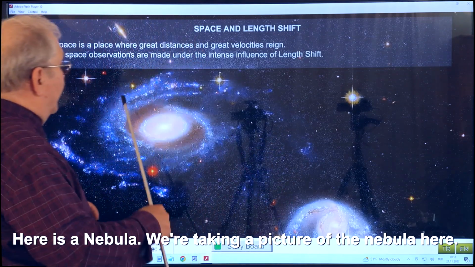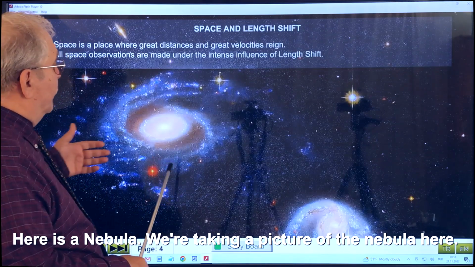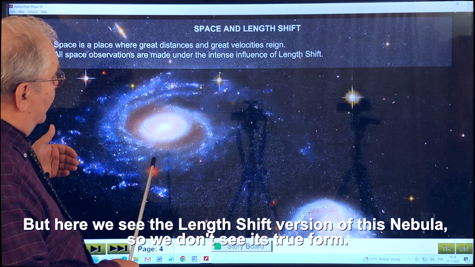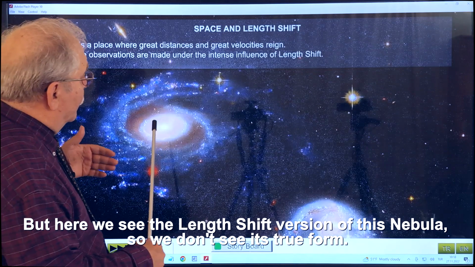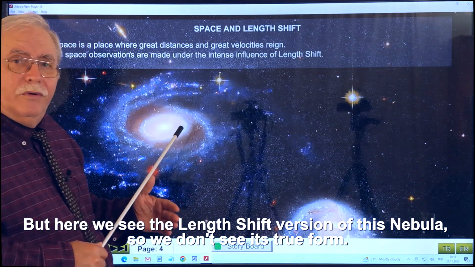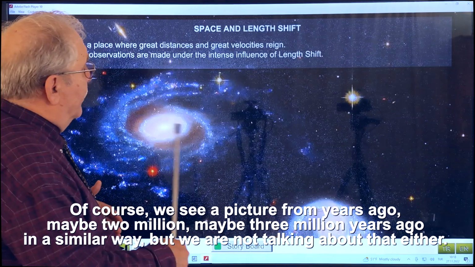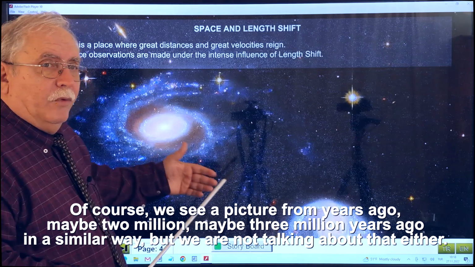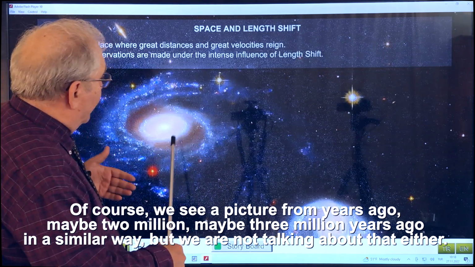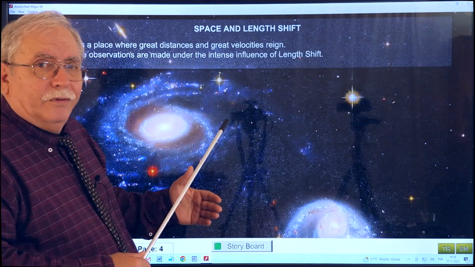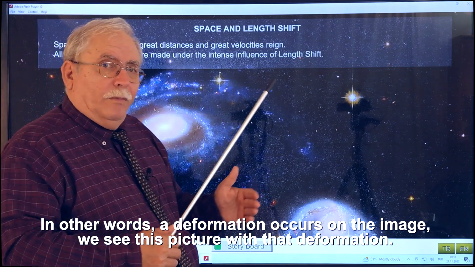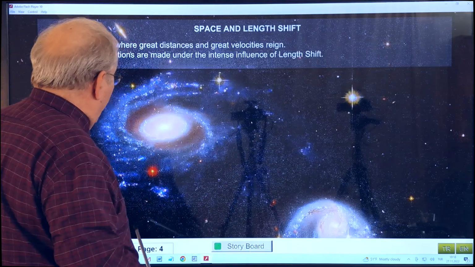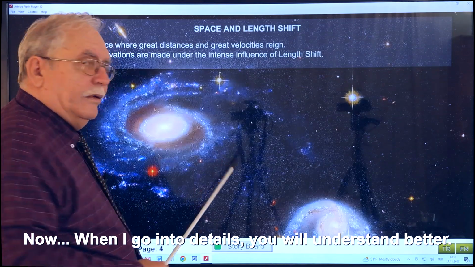Here is a nebula. We're taking a picture of the nebula here. But here we see the length shift version of this nebula, so we don't see its true form. Of course, we see a picture from years ago, maybe 2 million, maybe 3 million years ago in a similar way. But we are not talking about that either. In other words, a deformation occurs on the image. We see this picture with that deformation. Now when I go into details, you will understand better.